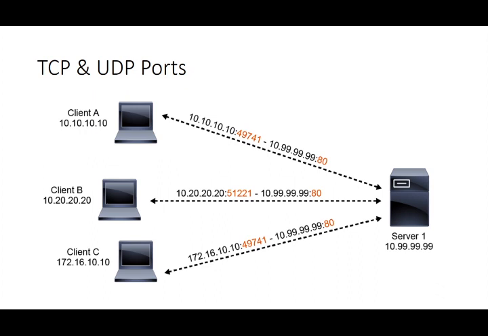Now in this example, client A and client C are using an identical ephemeral port 49741, but because of the 5-tuple information, their source IP address is different, and the server can maintain a unique session for each of these devices. So this is all from TCP and UDP ports. Next, see you in Address Resolution Protocol.